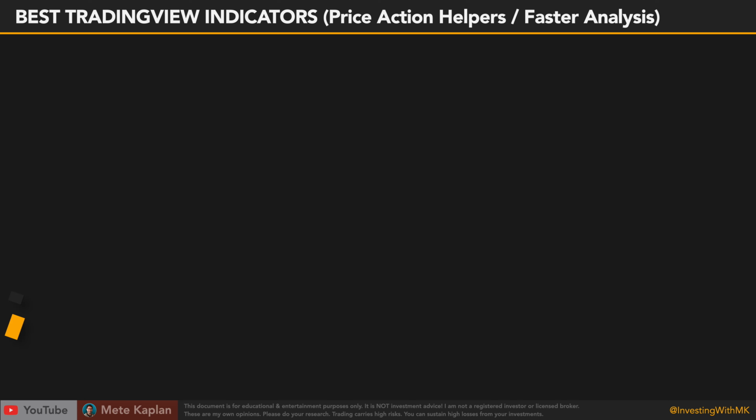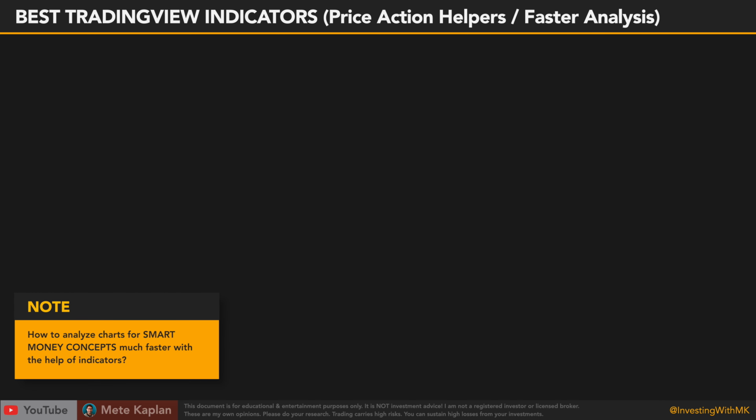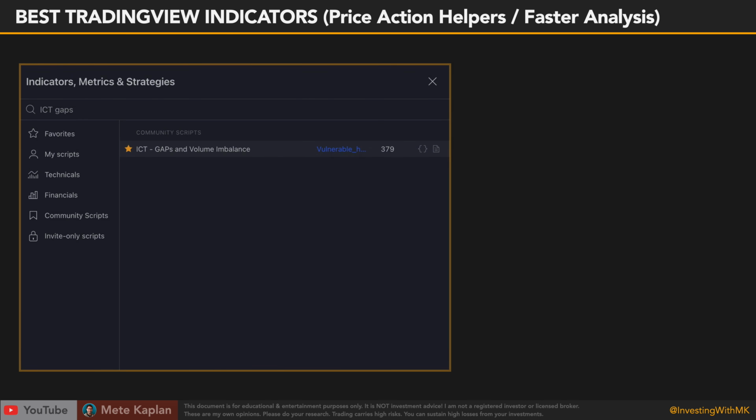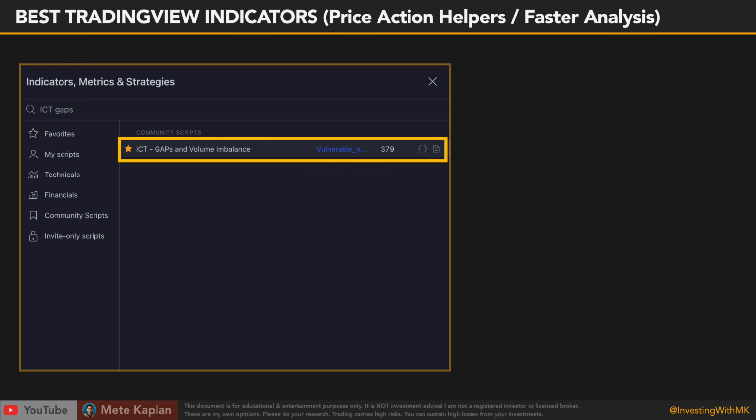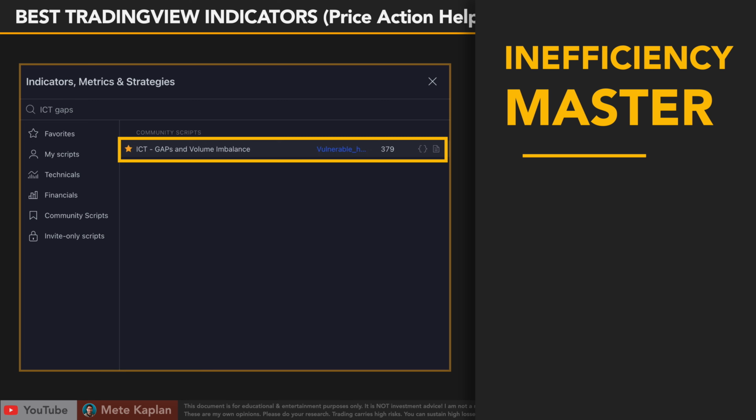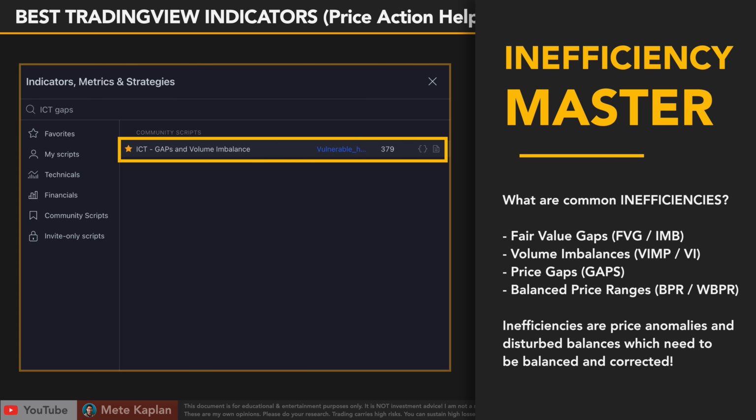Okay, let's talk about one of the most useful price action and smart money indicators that I use regularly. It helps me a lot during my analysis. It makes it much faster. This indicator is called ICT gaps and volume imbalances. So, what is this indicator for? It's so simple. It helps you identify inefficiencies in the charts.